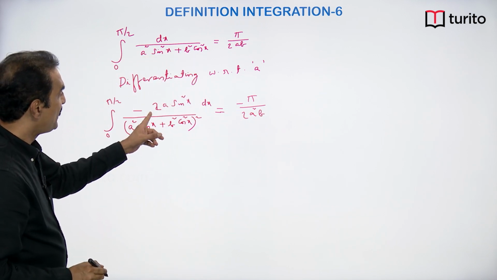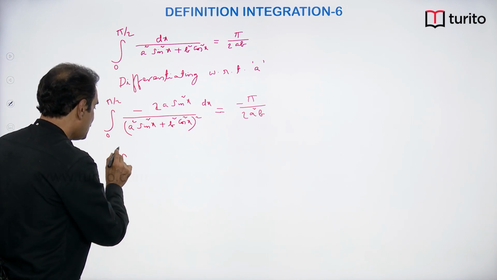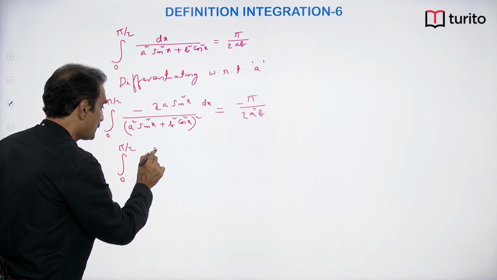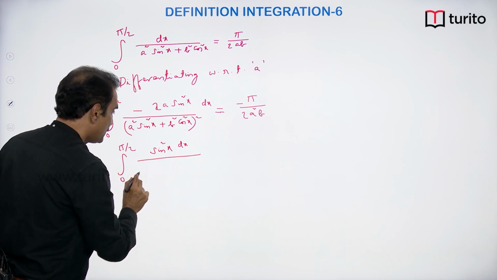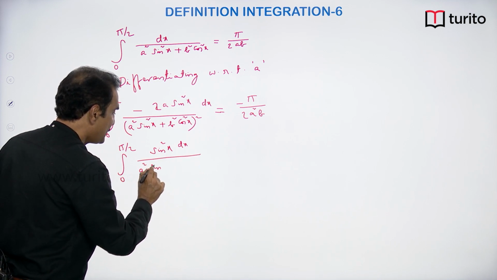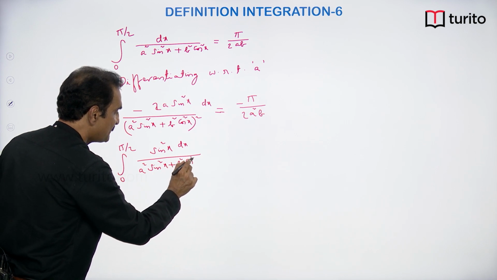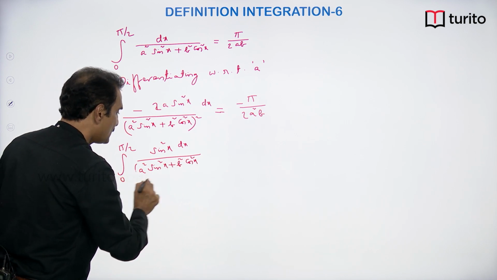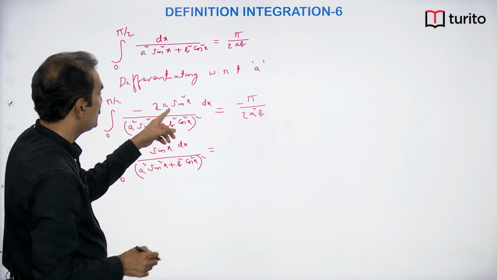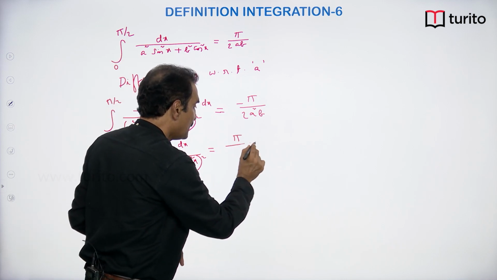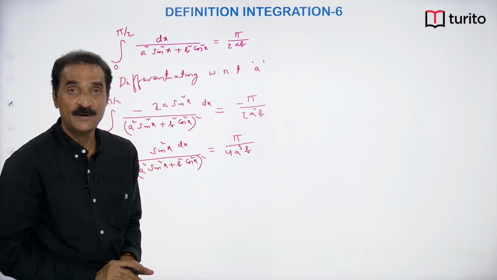Now, take minus 2a to right side, it becomes integral 0 to pi by 2 sin square x dx by a square sin square x plus b square cos square x whole square is equal to what? Minus sign cancels. You will get pi by 4 a cube b. Okay.